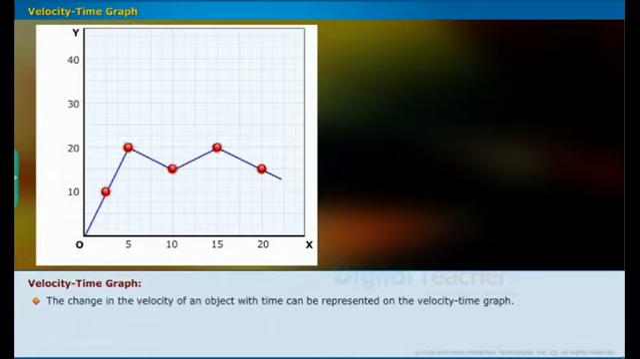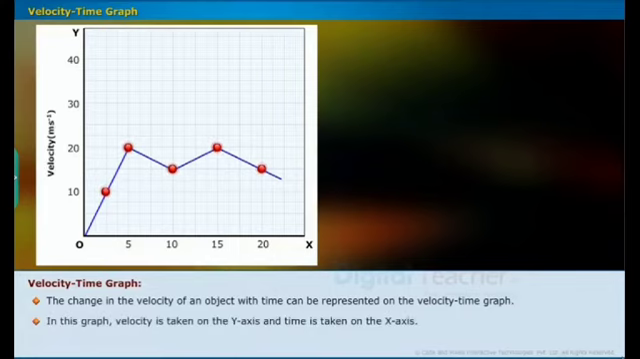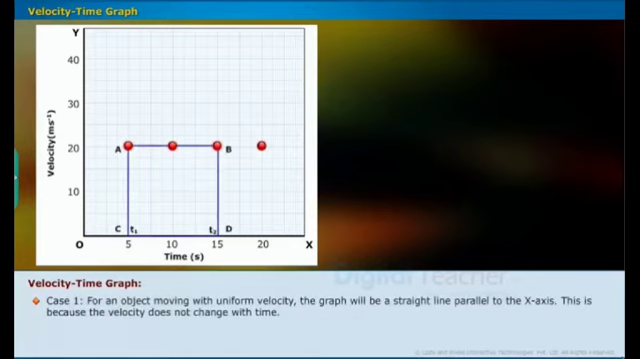Here we will know about the velocity-time graph. The change in the velocity of an object with time can be represented on the velocity-time graph. In this graph, velocity is taken on the y-axis and time is taken on the x-axis. Case 1. For an object moving with uniform velocity, the graph will be a straight line parallel to the x-axis. This is because the velocity does not change with time. We recall what we learned in today's session.